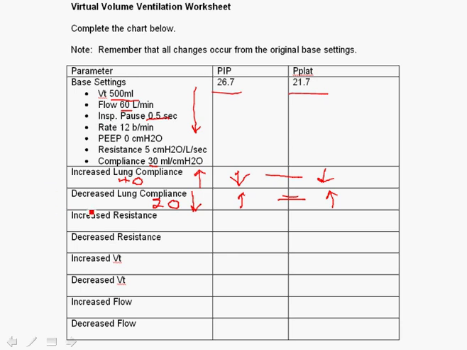If I just changed resistance, increased it or decreased it, what would happen? Set it back to normal, and if I increase tidal volume delivery or flow rate, what would happen? What am I going to observe just looking at these two parameters, PIP and P-plat? Build your table like this, be able to do the calculations and know these relationships. That's what I'm asking you to do.